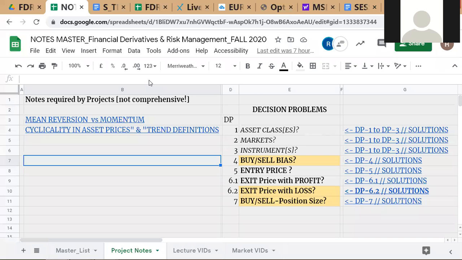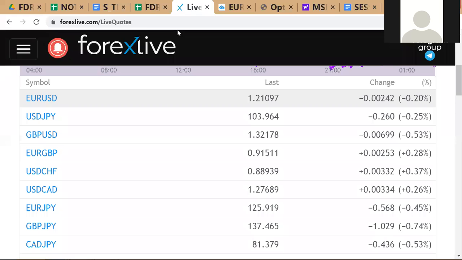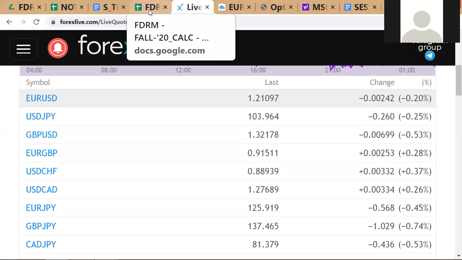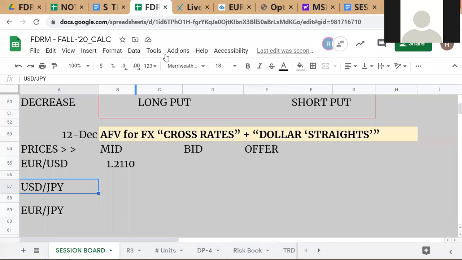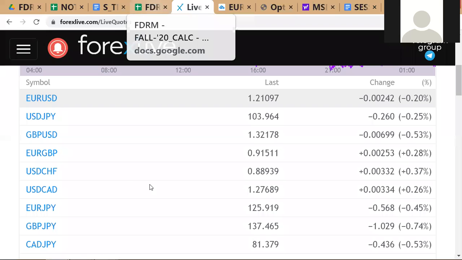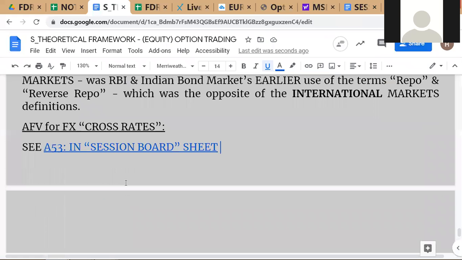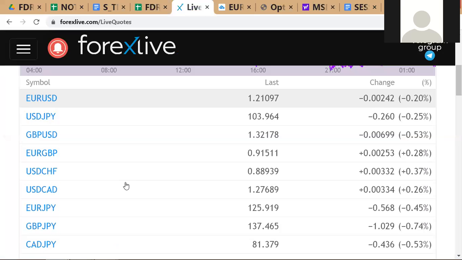So cell A53 is where we are, okay. So Euro USD we note down as 121.10. Then dollar yen we will note as 103, or we'll just call it 104. Okay. Well, let's make it 103.96. Let's see. Let's make it 103.96. And let's make this, this is 125. We'll call it 90. 125.90. Rounded up to 125.90.